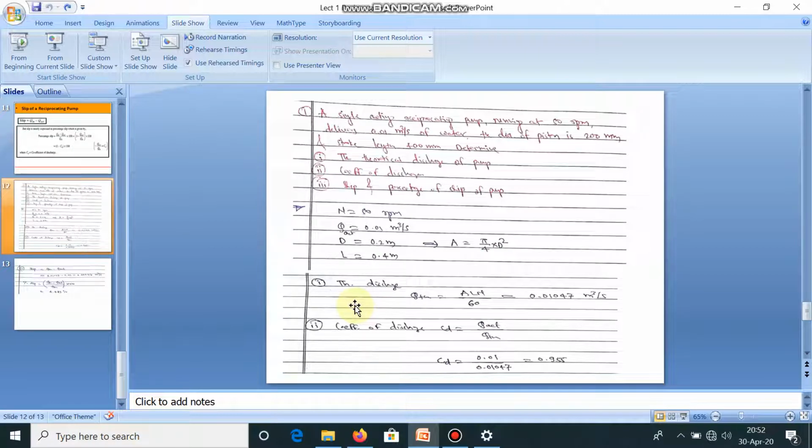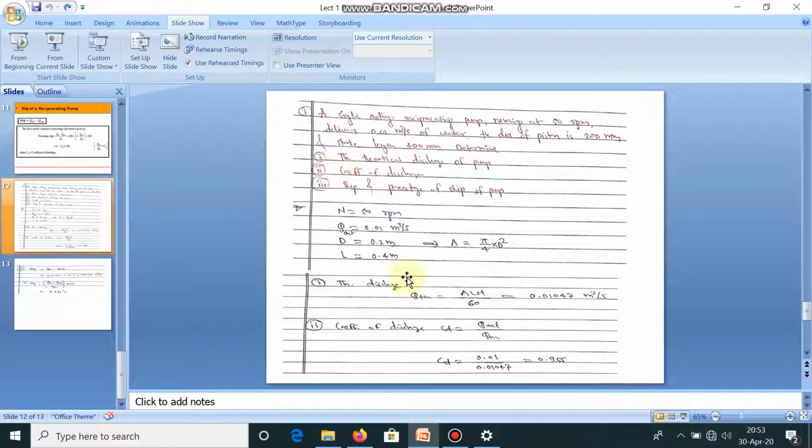To understand the terminology used in single acting and double acting reciprocating pumps, let's solve one simple example. A single acting reciprocating pump running at 50 rpm. So the rotational speed of the pump is given, N is 50 revolutions per minute, delivers 0.01 meter cube per second. So actual discharge is given, diameter of piston, that is capital D, 200 mm, and stroke length capital L is 400 mm. We have to find the theoretical discharge of the pump.